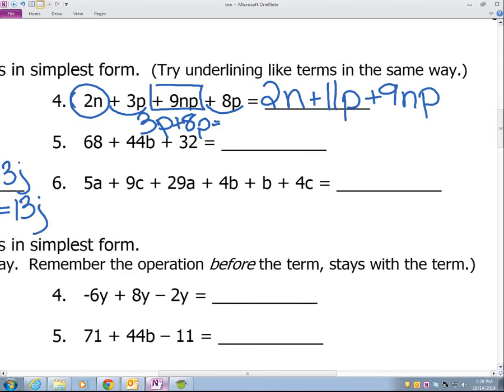Questions, sir? Oh, no. I thought you already finished. Nope, we weren't done yet. For this next one, we have like terms that are the number 68, the number 32. Stop talking. The number 68, the number 32, and then we have plus 44b. There are only 2 things that are circled, so I'm going to combine those things, and it becomes 100 plus 44b.